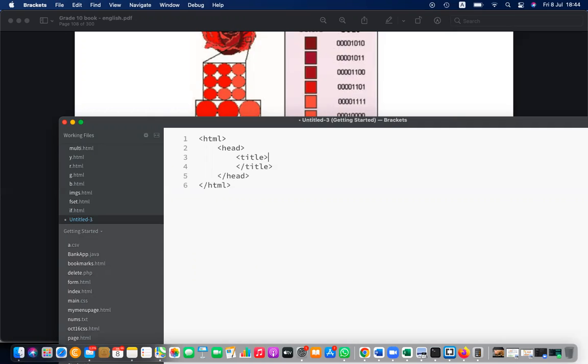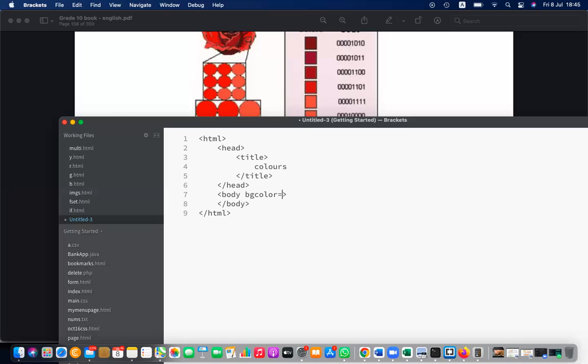Then, a sample, let's say colors. And in the body section, I'm going to include some colors in hexadecimal code. So let's see, hexadecimal color code, bgcolor equals, you can give it in hexadecimal.